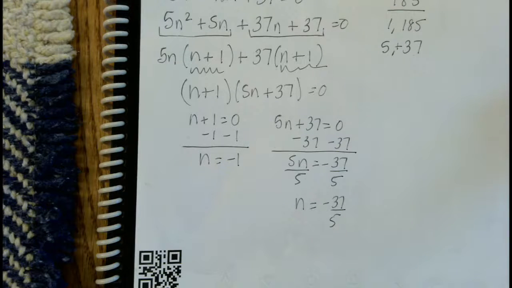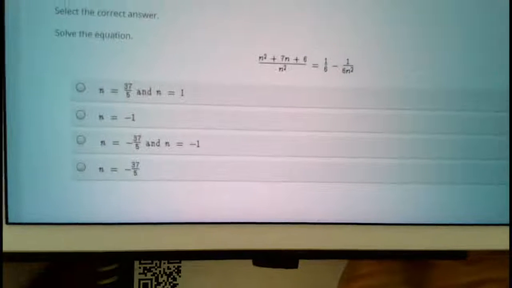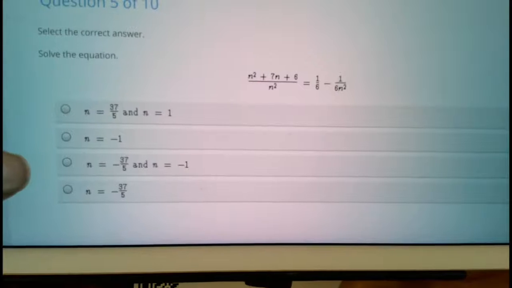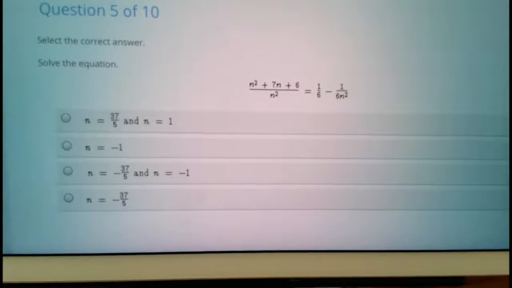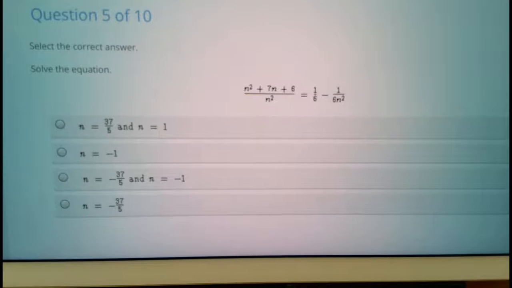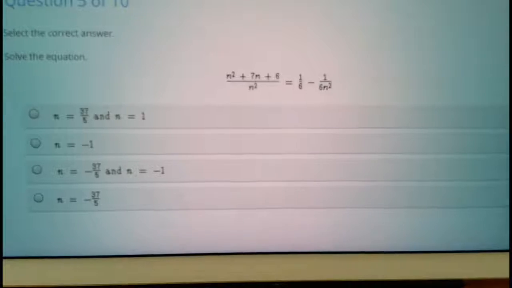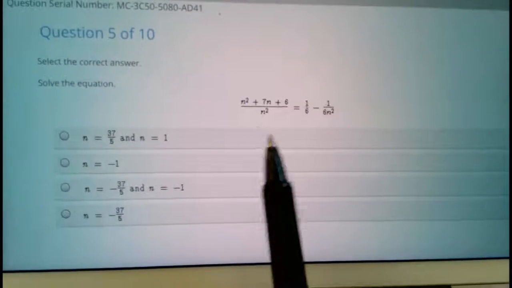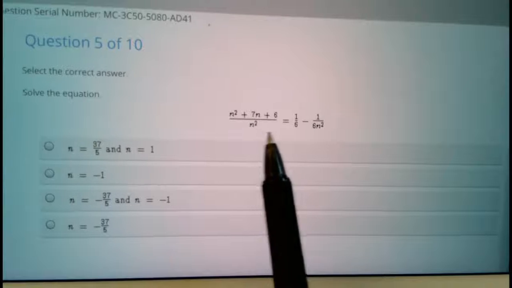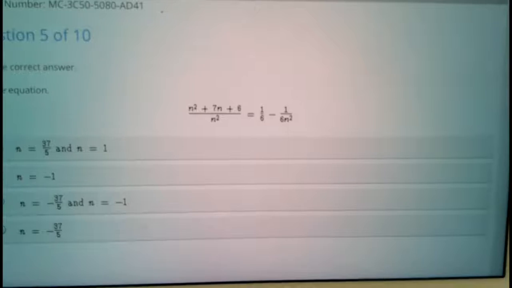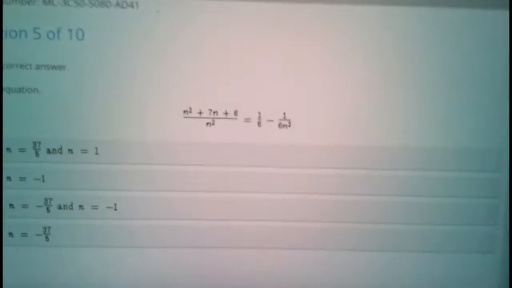So as I pause here for a second to look back over at Edmentum, at least this third option here could be a good option, but we need to go back and check and make sure that neither one of those values is going to cause us to have 0 in the denominator. And I wrote negative 1 first, and when we put negative 1 back in here, we're going to get 1. When we put negative 1 back in here, we're going to get 6, no zeros. So definitely negative 1 is an answer.